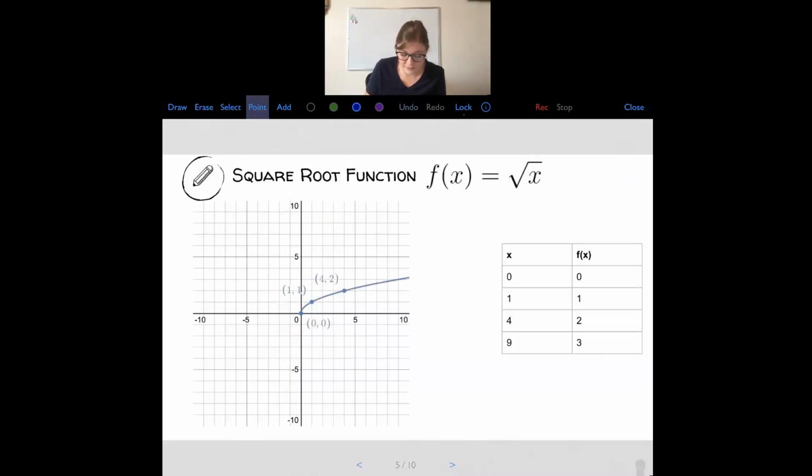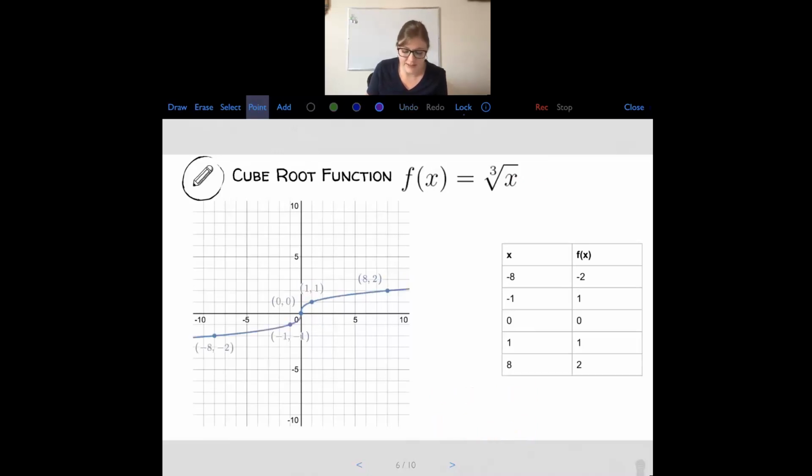Next is the square root function. Okay, so it starts at 0, 0. Remember, we can't take the square root of a negative. So really the domain for this function, and you can see it from the graph, is 0 to infinity. Okay, and the range is also 0 to infinity. So we have 0, 0, 1, 1, 4, 2. If our x value is 4, we take the square root of 4 and we get 2. You could also do 9, 3. X values in this case, I would pick x values that are perfect squares so that when you take the square root, we get a whole number as an output.